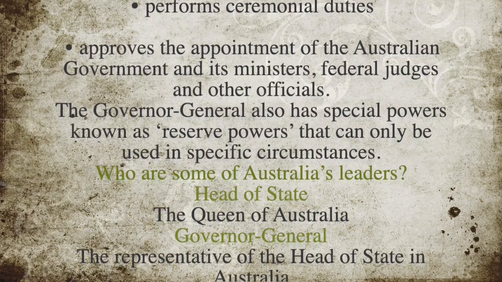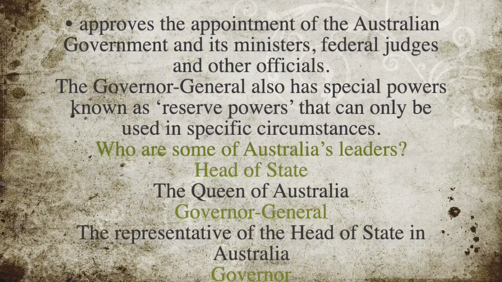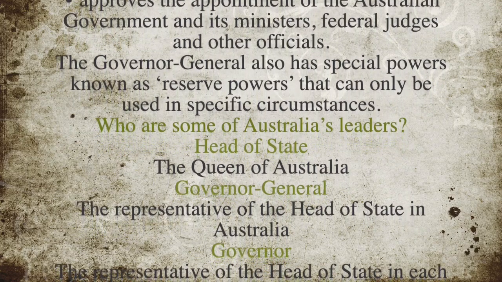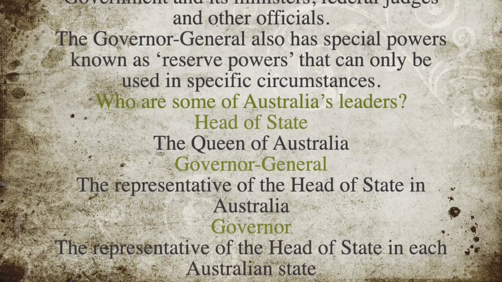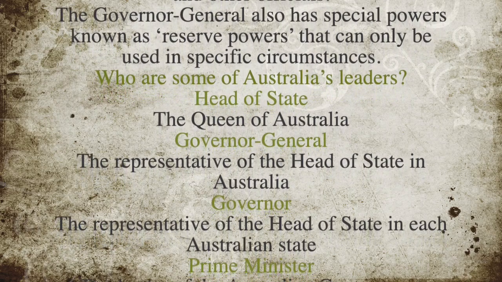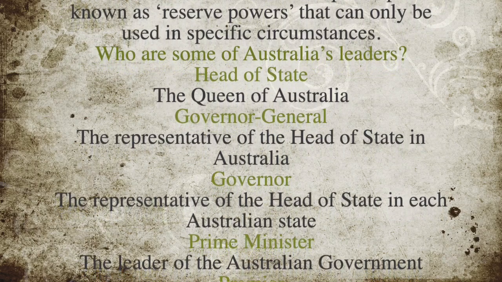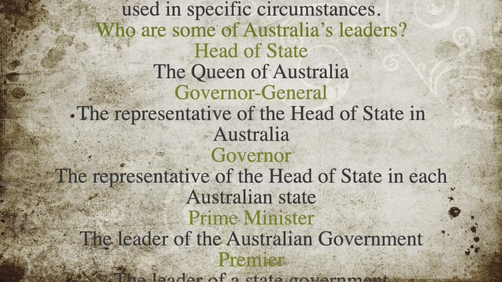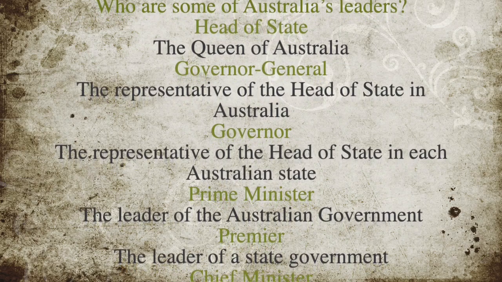So who is the governor? The governor is the representative of the head of state in each state in Australia. You just have to remember that in each state there is a governor who separately represents the role of the Queen.